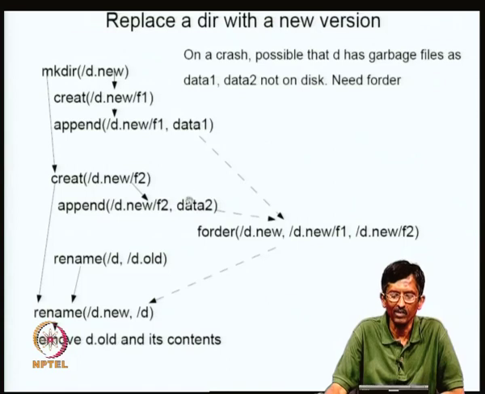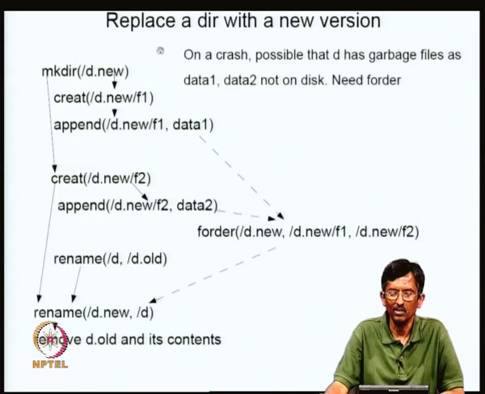it's possible that data 1 and data 2 are not on disk, and the only way to handle it is by using this f order, which basically makes sure that this and this become stable, and because this is before this, you are guaranteed that these two things become resident on disk, then only this operation will proceed and let this particular operation proceed, okay.